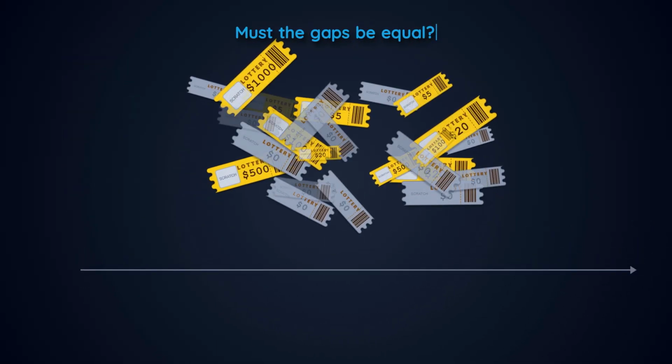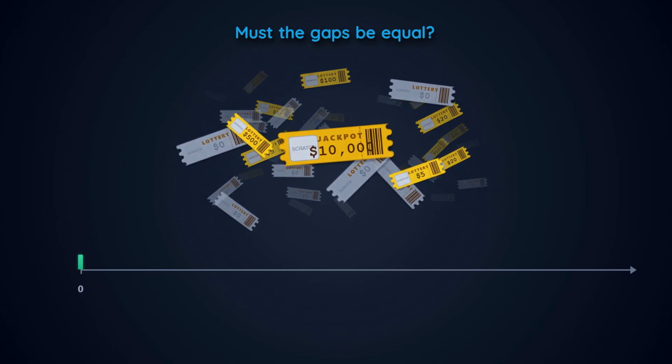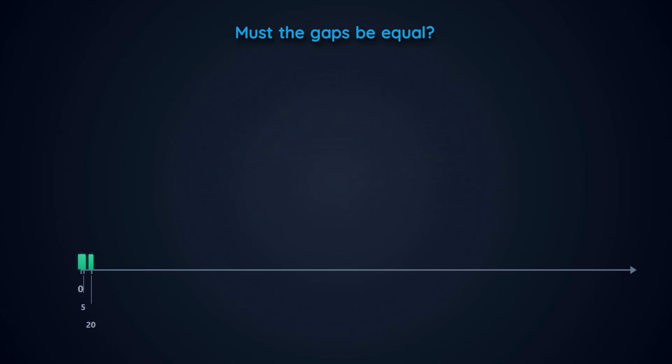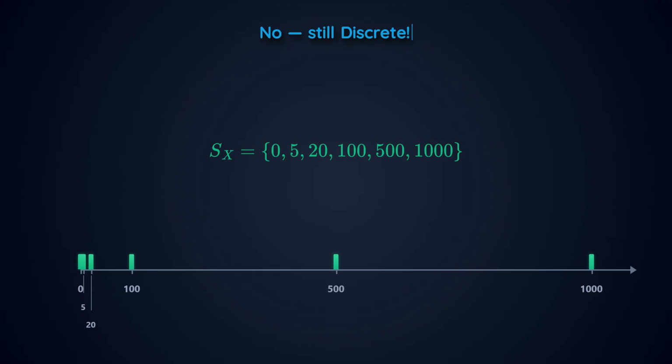Myth 3, that the values must be evenly spaced. Think of a lottery ticket. It might pay nothing at all, or 5, or 20, 100, 500, 1,000. The gaps are wildly uneven, and it makes no difference at all, still discrete. That is 3 myths, all of them busted.